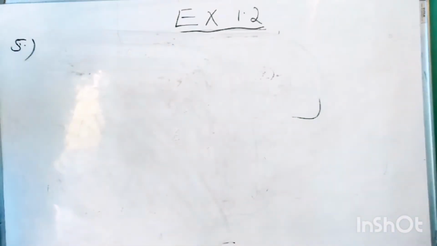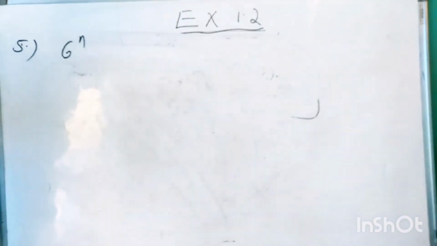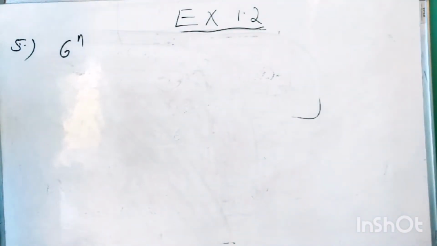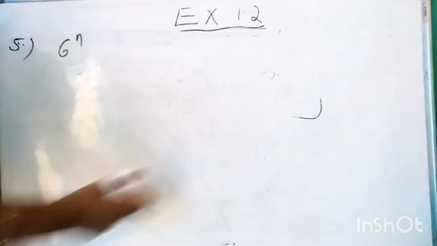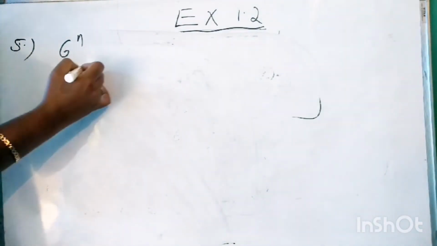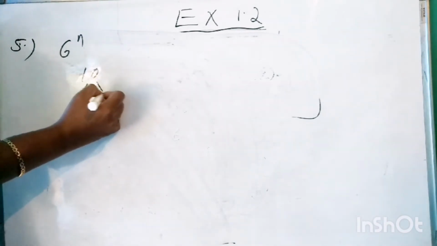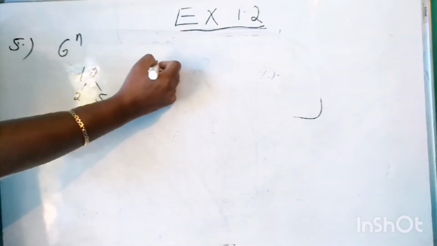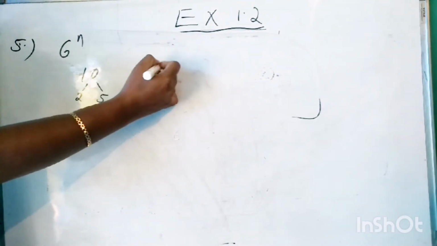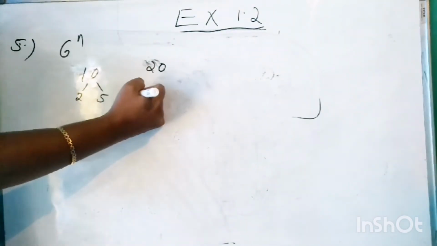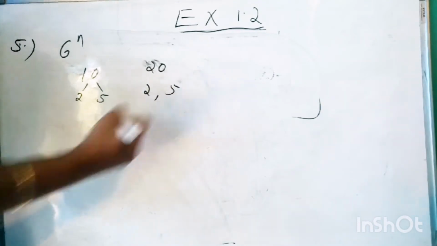Fifth one, check whether 6 raised to n can end with the digit 0 for any natural number n. Okay, so if a number ends with 0, like 10, the prime factorization of this has 2 and 5. And if you take 20, that also ends with 0, and in its prime factorization also you will have 2 and 5.